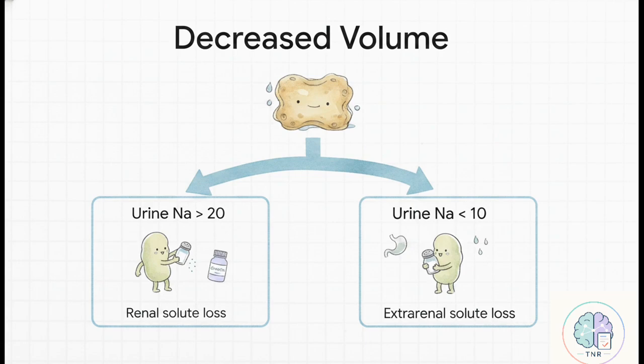This points straight to direct renal salt losses, think aggressive diuretic use, cerebral salt wasting, or Addison disease. But if the urinary sodium is low, under 10, the kidneys are desperately trying to save whatever salt they can. That means the fluid loss is happening somewhere else, like the GI tract or from excessive sweating through the skin.